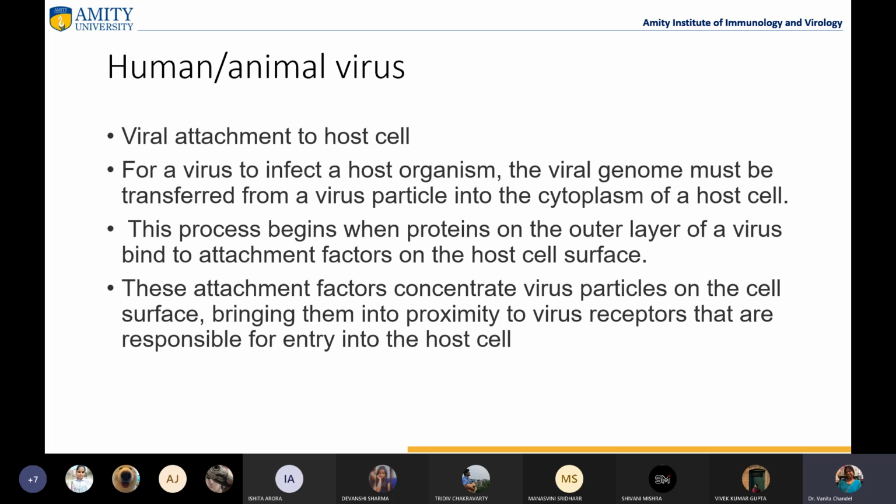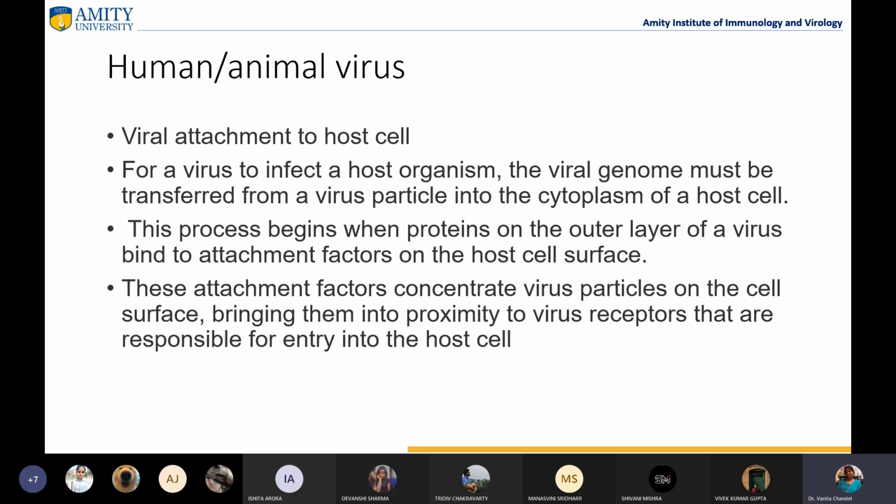So this was about how the virus life cycle is in prokaryotic cells. But when we talk about eukaryotic cells, it is similar. The process is similar, only a few changes are there. Otherwise, there is attachment, penetration, multiplication, and release. A similar process occurs in the case of a human or animal virus. So first is the viral attachment to the host cell.